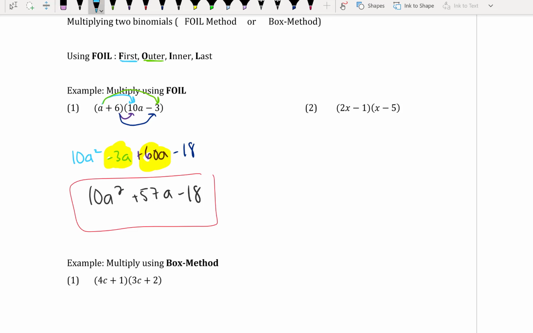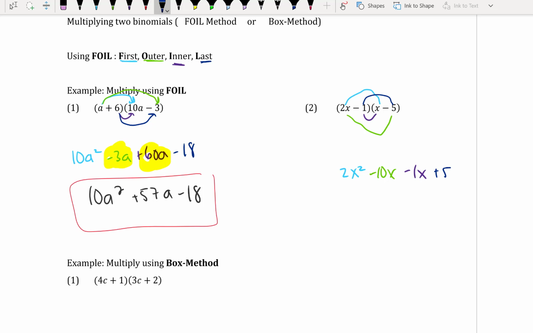Now, another way to do FOIL, if I'm thinking about my first, that's the first in the parentheses times the first in parentheses, so that's going to give me a 2x squared. Now, when I think about my outer, I can think about my outer this way, so that's a negative 10x. I can also think about my inner, and my inner would be a negative 1x. And now for your last, with the last thing inside the parentheses, that's going to be a positive 5.